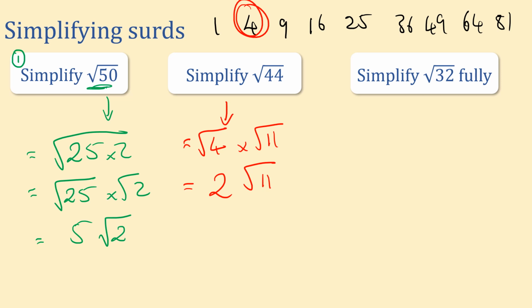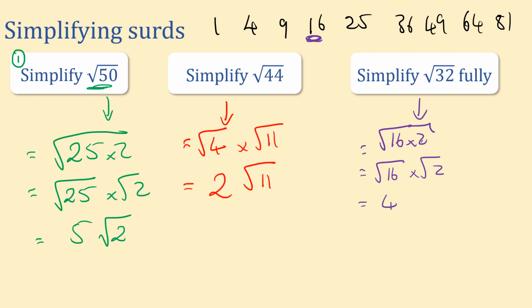Last one, this one's slightly different. It says simplify root 32 fully. So what I would really encourage you to do is look for the biggest number that goes into 32 that is square, and I can see that's 16. So that's square root of 16 times 2, which is square root of 16 times the square root of 2, and root 16 is just 4. So this simplifies to 4 root 2.